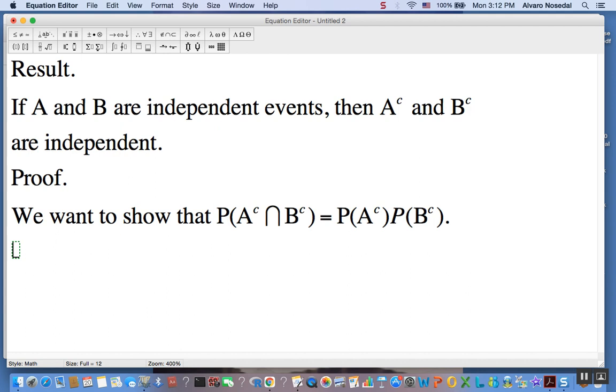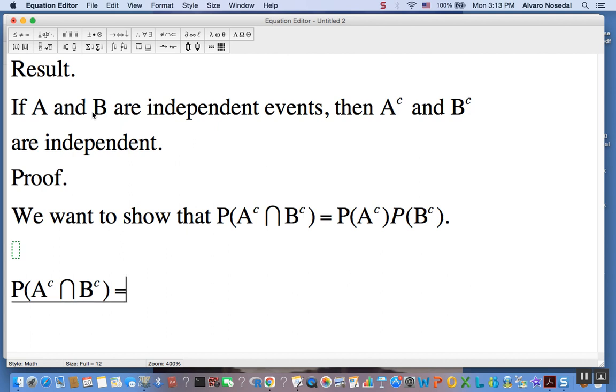Okay, so let's begin. I'm going to start from the left-hand side of what we want to show. I'm going to start with the probability of A complement intersection B complement and see what happens. I'm going to try and use properties that hold in general, and maybe at some point I will need to use the assumption that A and B are independent. Okay?